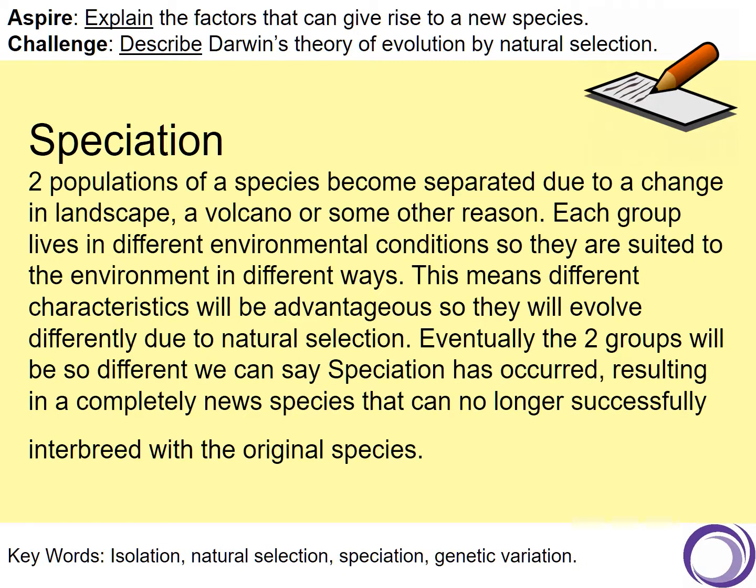Now, speciation. Two populations of a species become separated due to a change in landscape, a volcano, or some other reason. Each group lives in different environmental conditions, so they are suited to the environment in different ways. This means different characteristics will be advantageous, so they will evolve differently due to natural selection. Eventually, the two groups will be so different we can say speciation has occurred, resulting in a completely new species that can no longer successfully interbreed with the original species.